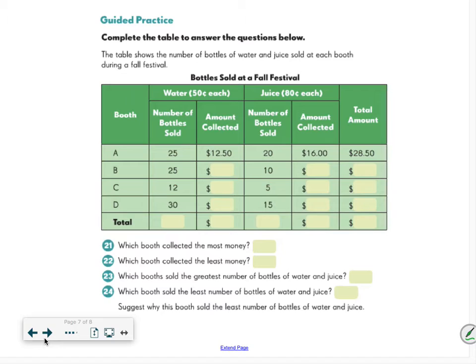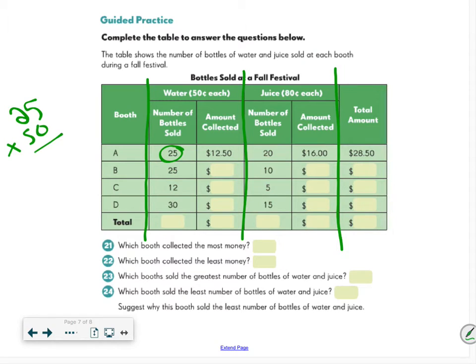There's different booths, like A, B, C, D, total, okay? We have water, which is 50 cents, and we have juice, which is 80 cents, okay? So if you sell 25 bottles of water and they're 50 cents each, you could do 25 times 50. Remember, I just ignore my 0, and I'm going to put it down now. 5 times 5 is 25. 5 times 2 is 10, 11, 12. $12.50.